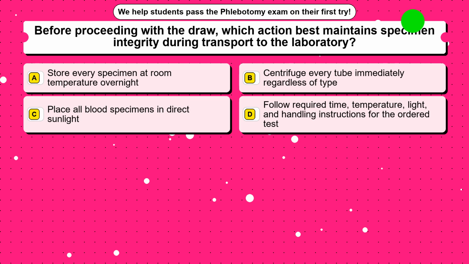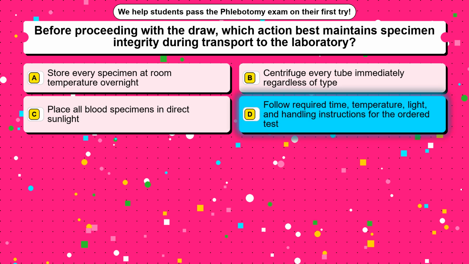Question 72. Before proceeding with the draw, which action best maintains specimen integrity during transport to the laboratory? Option A. Store every specimen at room temperature overnight. Option B. Centrifuge every tube immediately regardless of type. Option C. Place all blood specimens in direct sunlight. Option D. Follow required time, temperature, light, and handling instructions for the ordered test.